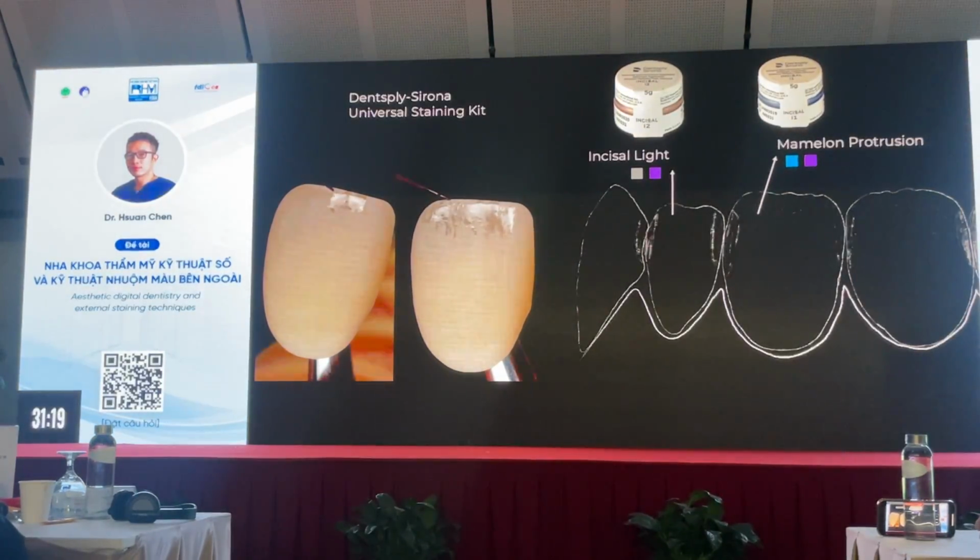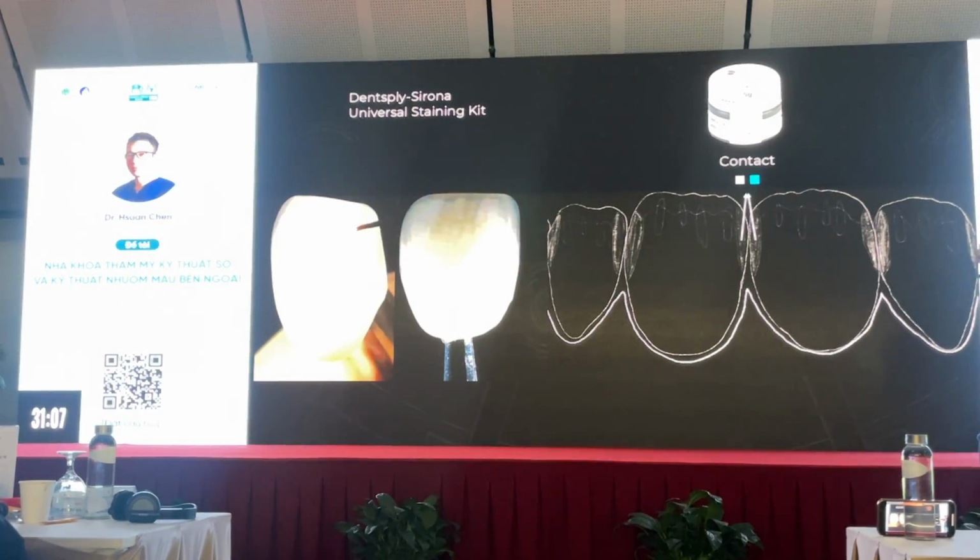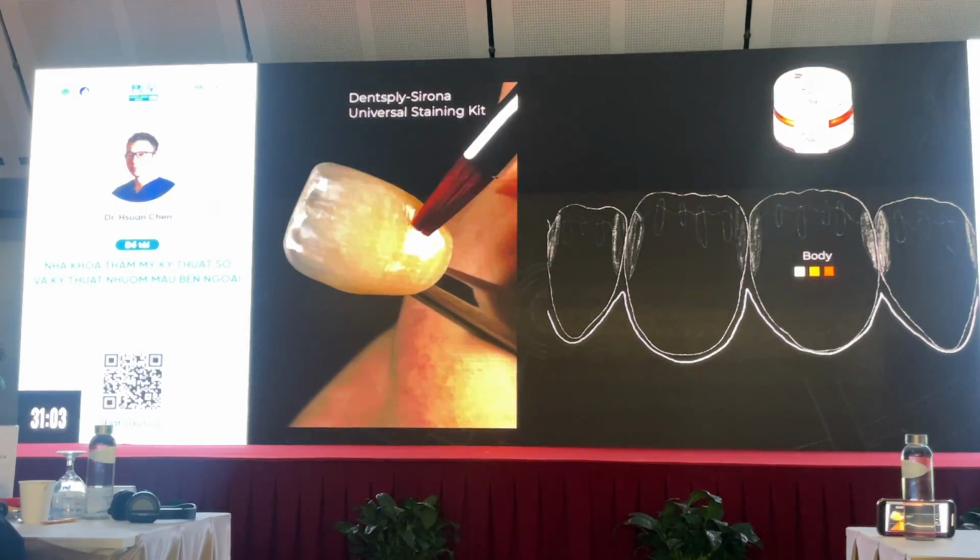And then there are basically just a few steps to this. Usually we use gray, blue, and purple on the incisal edges. Then we use blue and gray on the contact. And then we use orange and yellow and orange-yellow colors or red colors on the body. So this is basically the 3 steps that we do, and very similar colors for basically all human teeth to stain it so that it looks translucent.